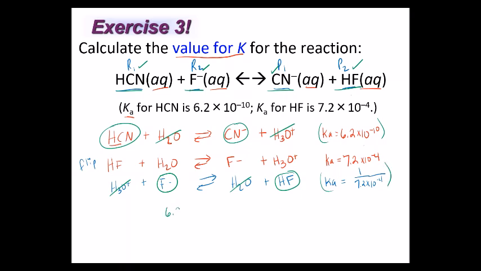So it ends up being 6.2 times 10 to the minus 10 times the 1 over 7.2 times 10 to the minus 4. When you calculate that, basically it's just a division problem: 6.2 times 10 to the minus 10 divided by 7.2 times 10 to the minus 4. We get our new equilibrium constant, which happens to be 8.6 times 10 to the minus 7, like so. And that would be the equilibrium constant if you mixed these two different acids together.